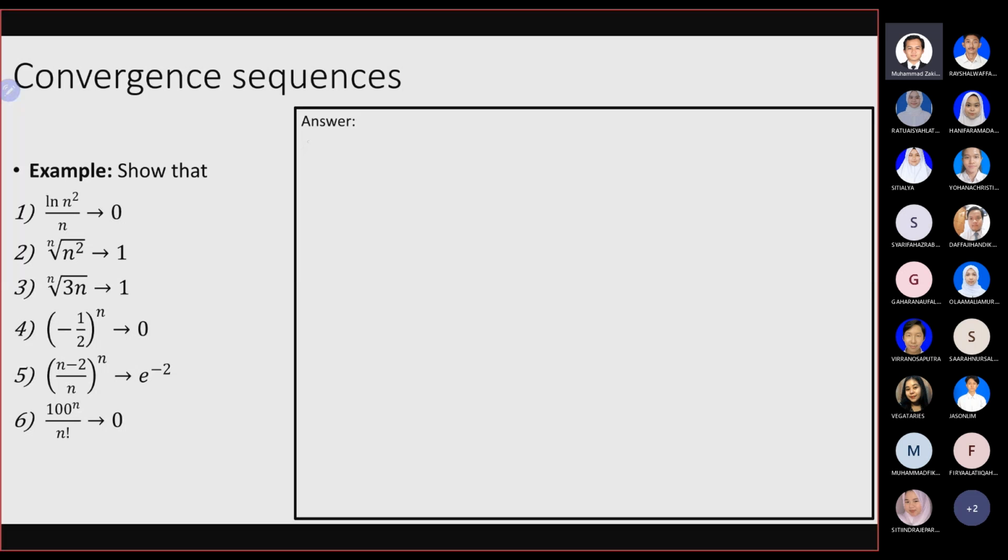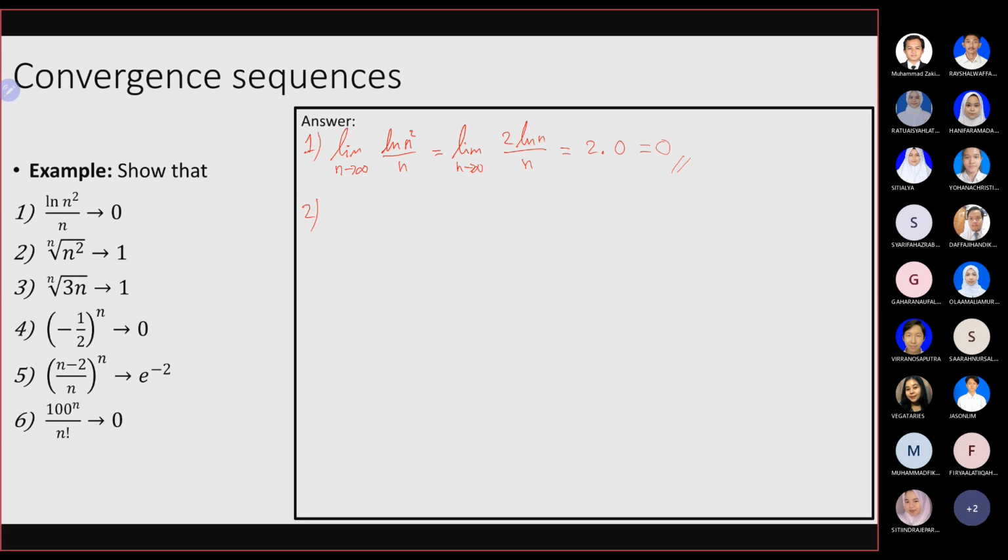So for number 1, we just need to find the limit as n goes to infinity of ln n squared over n, which is equal to the limit as n goes to infinity of 2 ln n over n, which is equal to 2 times 0, which is equal to 0. That's it for number 1.